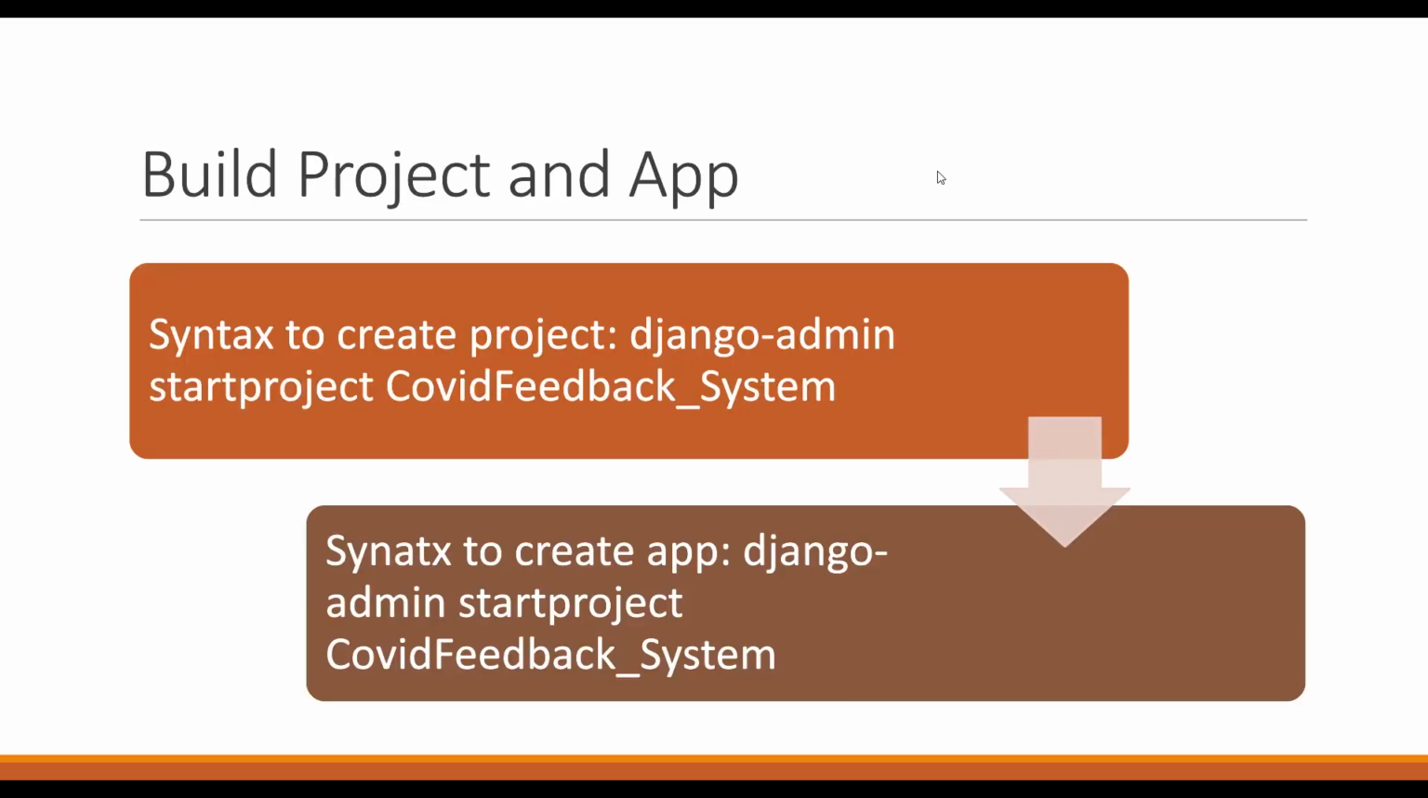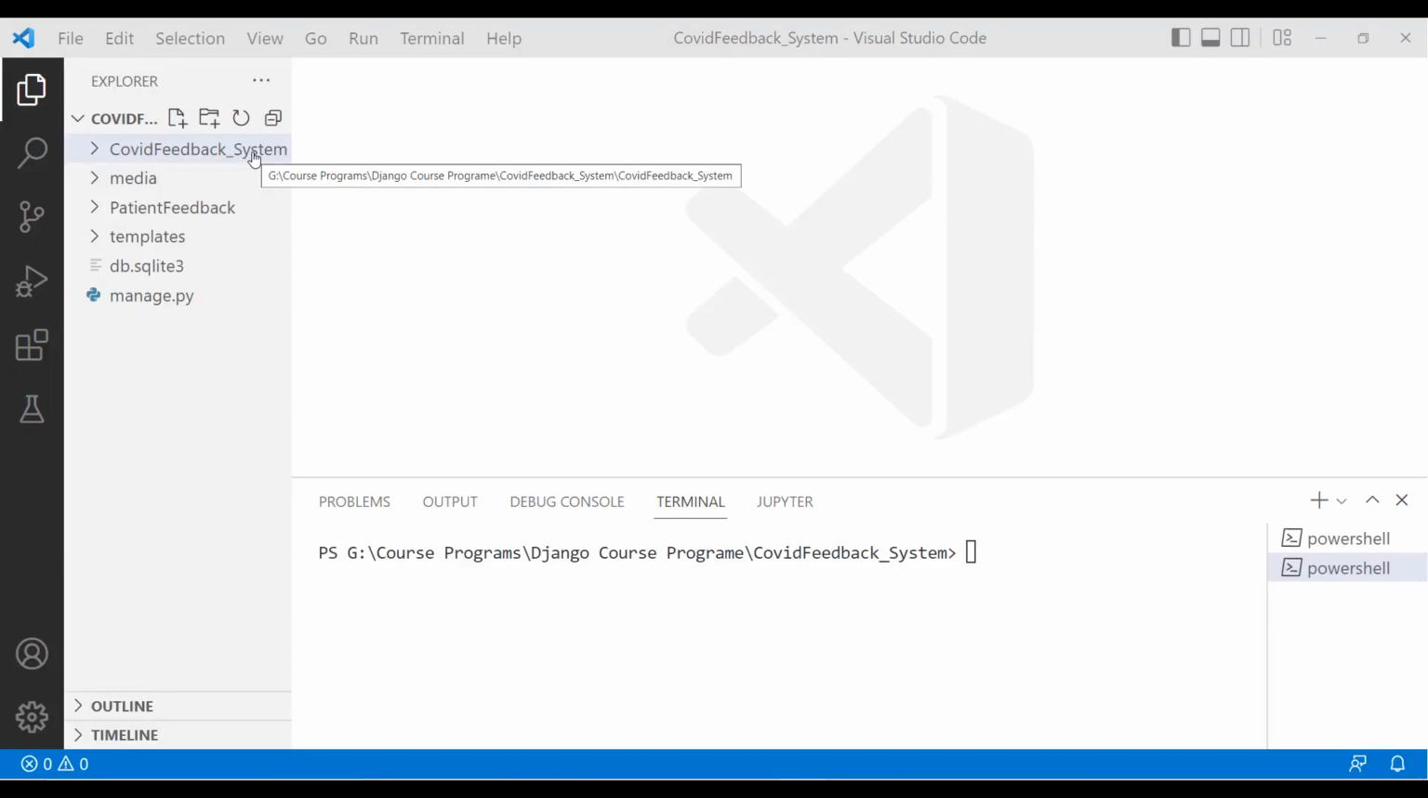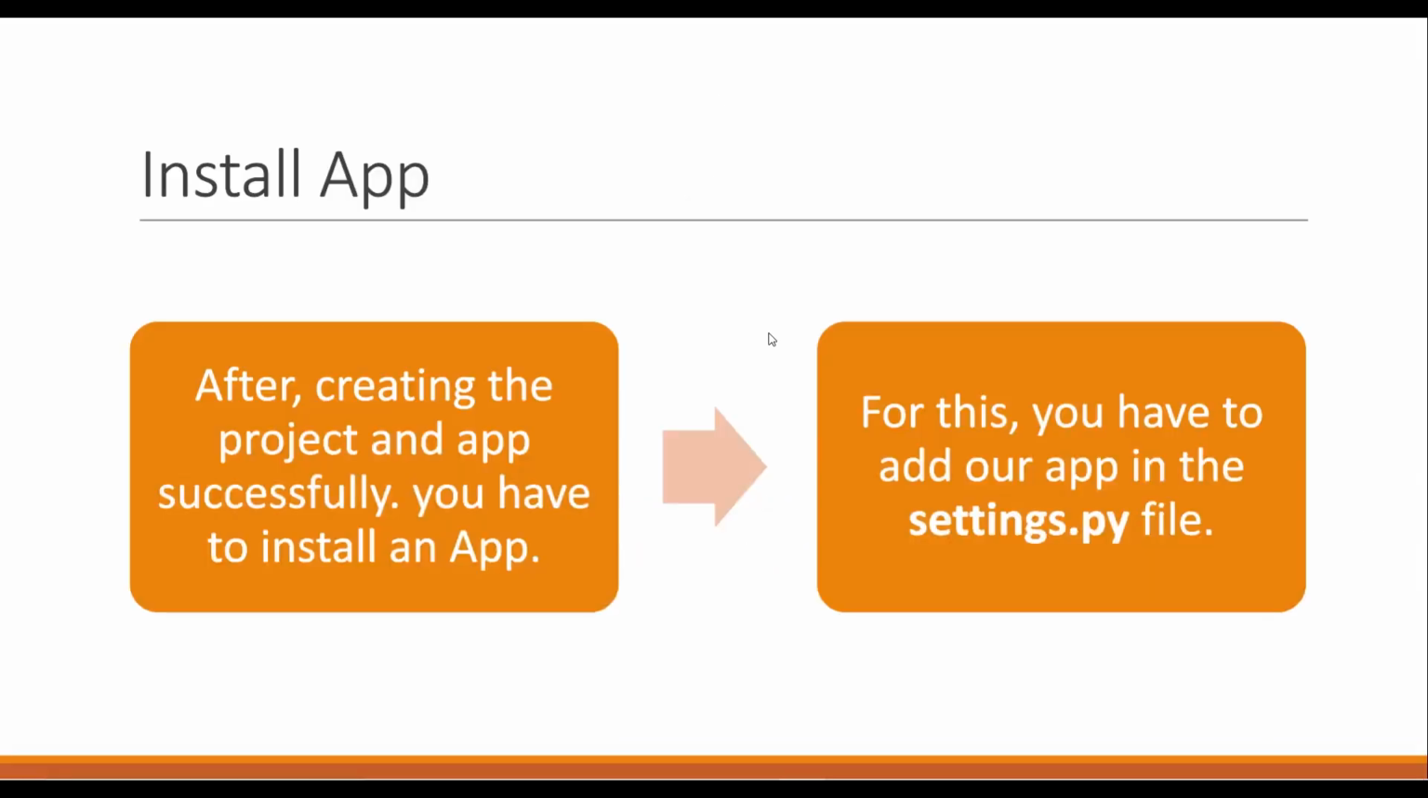So the first step is build project and app. So I will show you this step with the help of an example. To create a project, we need the command django-admin startproject, and here I pass my project name as covid_feedback_system. Then I create an app, and the command to create an app is python manage.py startapp patient_feedback. So I will show you. So here I create a project with the name covid_feedback_system, and the app inside it with the name patient_feedback.